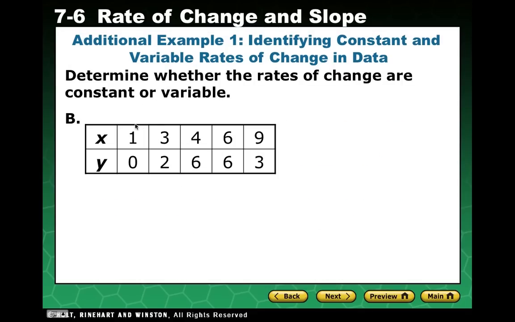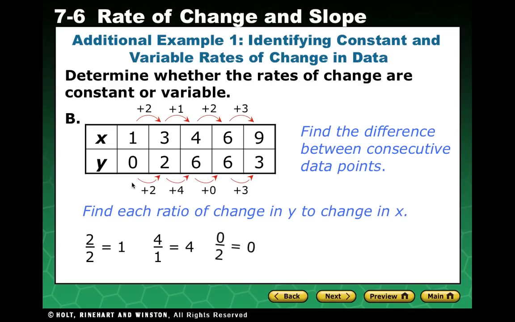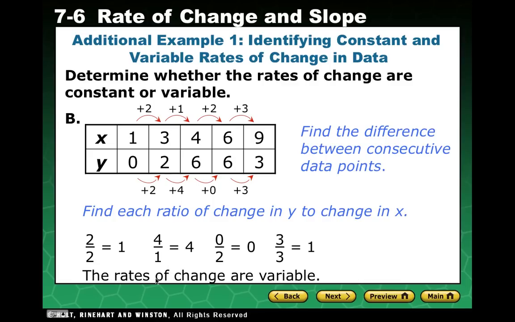So we're going to do the same thing for this one. Look at the difference between each data point in x and each data point in y. And then we're going to find the ratio of change: 2 to 2, 4 to 1, 0 to 2, 3 to 3. And we see that these ratios are different. They are not constant. So 1, 4, 0, and 1. So we will say the rates of change are variable.